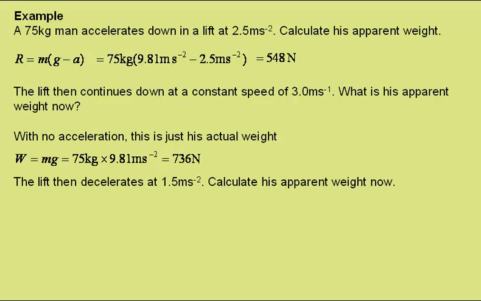The lift then decelerates at 1.5 meters per second squared. Calculate his apparent weight now. Well, for this we need reaction force, or apparent weight, equals m(g plus a), and putting in the figures gives him an apparent weight of 848 newtons.